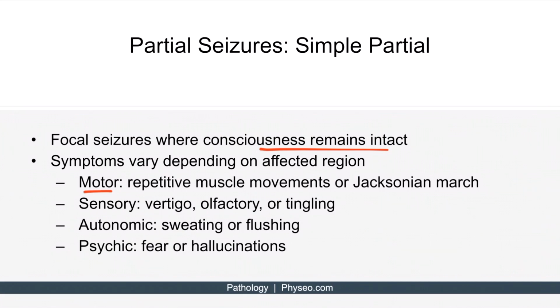An interesting series of motor symptoms can occur when the abnormal electrical activity spreads to adjacent areas of the brain. This is called Jacksonian march, as the symptoms march and progressively involve other muscle groups. Some presenting sensory symptoms may include vertigo, olfactory symptoms, or tingling. Finally, other manifestations include autonomic changes, such as sweating or flushing, and psychic symptoms, such as fear and hallucinations.